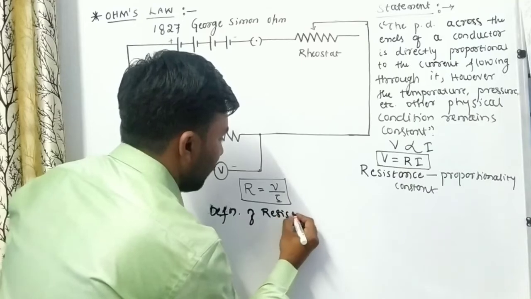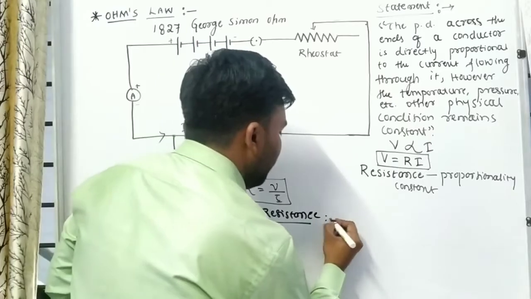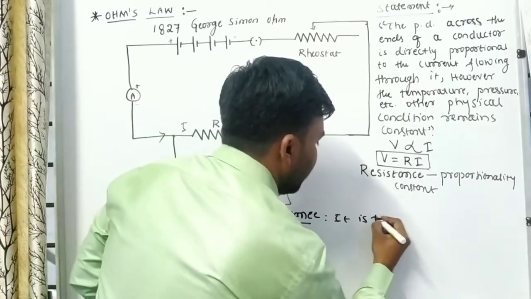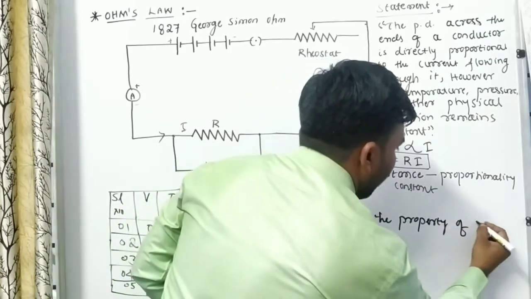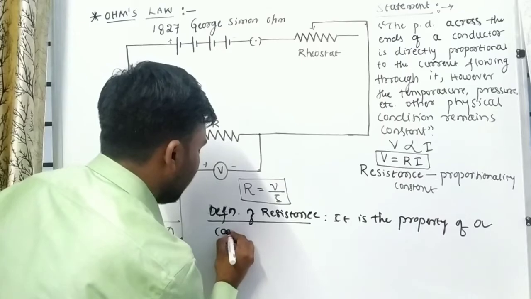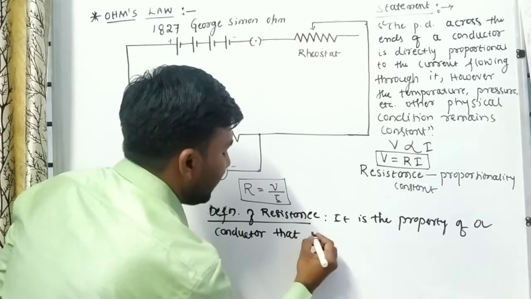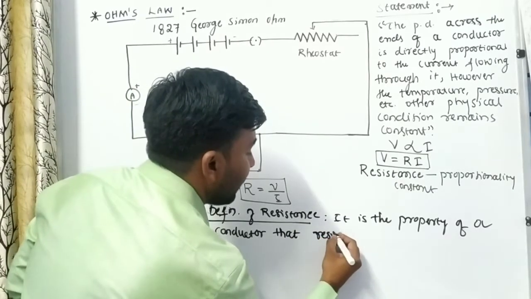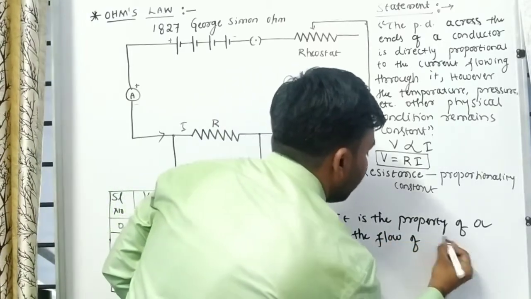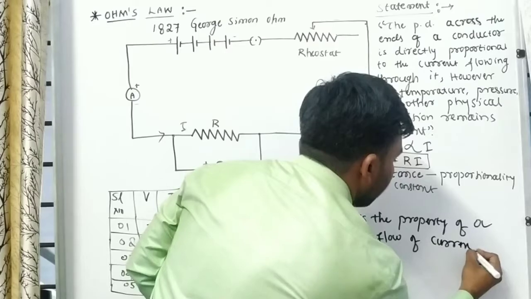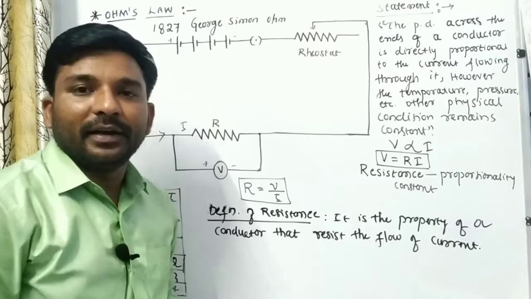Resistance. It is the property of a conductor that resists the flow of current. It is called the resistance of a conductor.